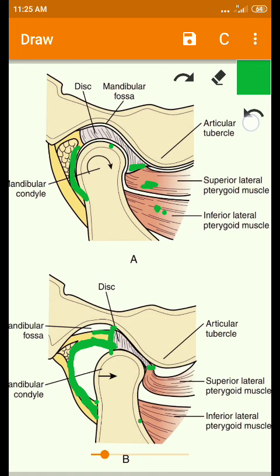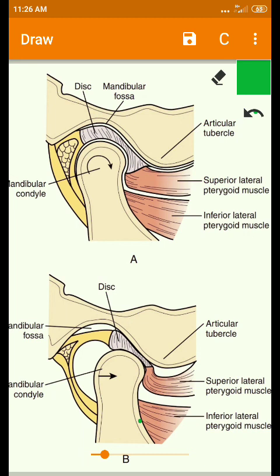Okay, so this is about how mandibular elevation and depression is done in the temporomandibular joint. The control of the disc is mainly done by two methods: active control and passive control. The passive control is done by the capsules and the ligaments attached to it, and the active control is done by the contractions of the muscles which surround the temporomandibular joint.